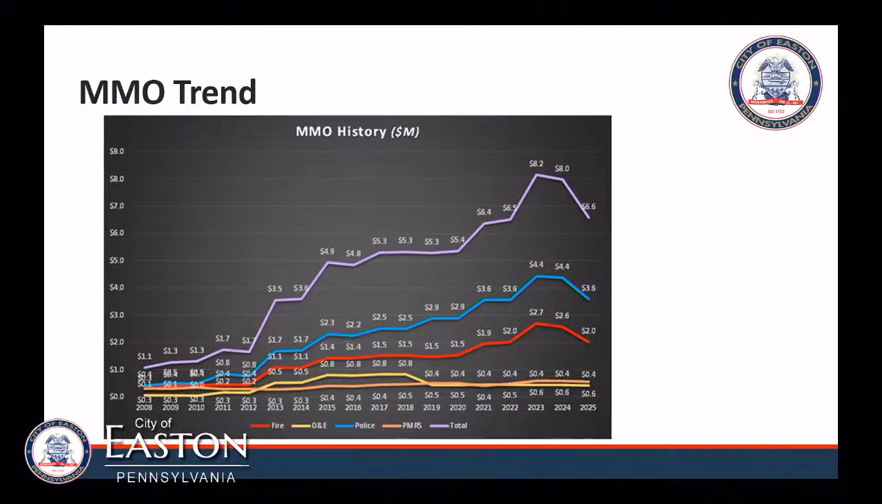Okay, so here is the MMO history that dates back to 2008. As you can see, we're at about 1 million way back when, and I think I made the analogy before that that was our hummingbird, and now it's our albatross. In 2023, we were at over $8 million. But as you can see, for 2025, given the funding level of the pensions, that $8 million has dropped down to 6.6. So there's our $1.4 million difference in our MMO. And again, it's a combination of all 4 pension plans.